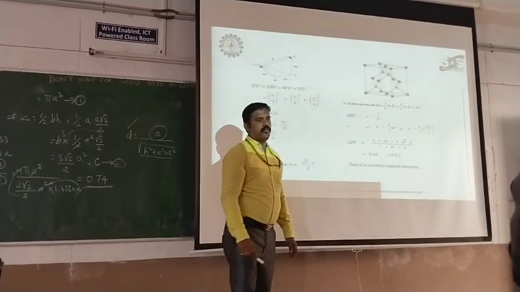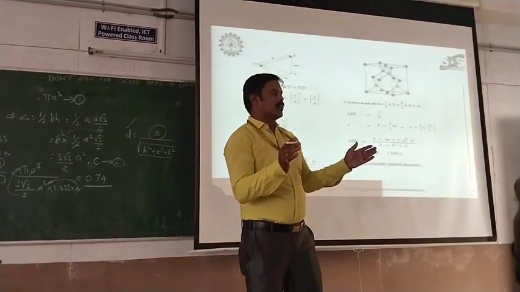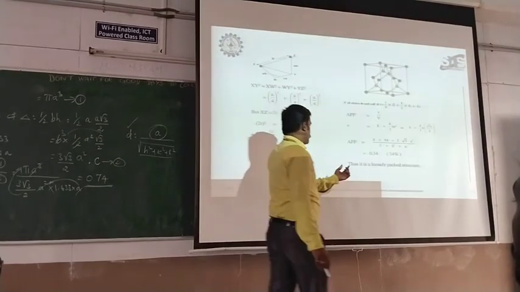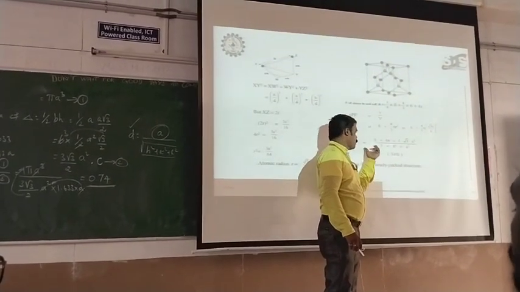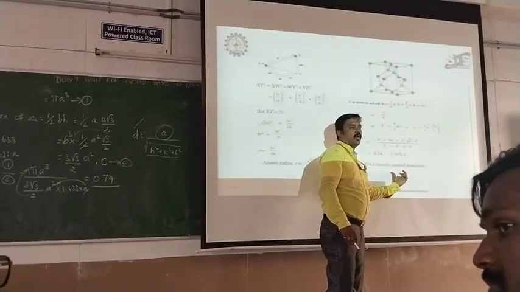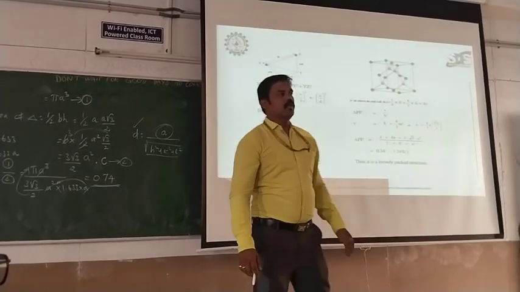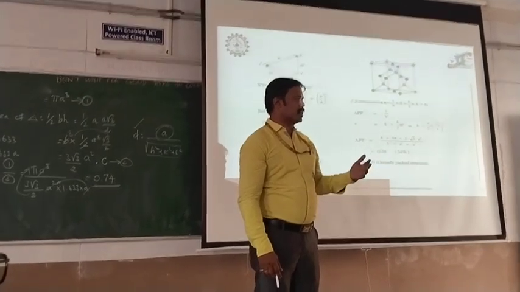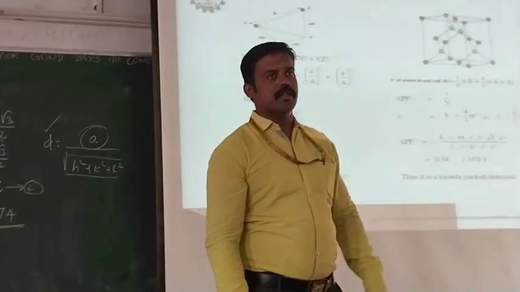Yes, 0.34. We know that carbon easily breaks the structure. So that's why the final conclusion from the APF value of 0.34 is that the structure will be a loosely packed structure. So from the value of APF, we give the conclusion about the structure. That's all for this dimension. Thank you.